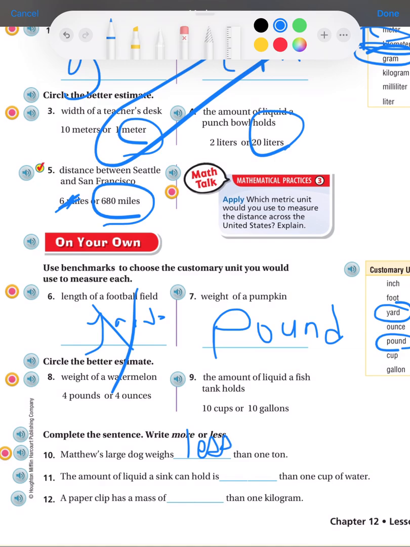The amount of liquid a sink can hold, is it less or more than a cup of water? A cup of water, that's just 8 ounces. I would say a sink is definitely more. And a paperclip has a mass of more or less than a kilogram. A kilogram, we said, is the weight of a baseball bat. A paperclip would definitely be less than a baseball bat, right? For sure.